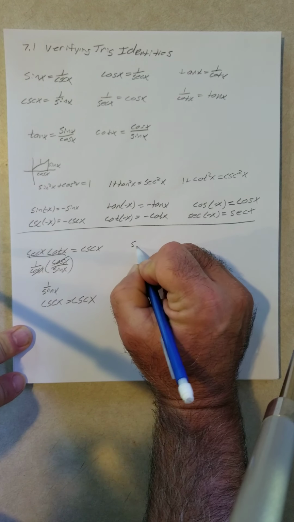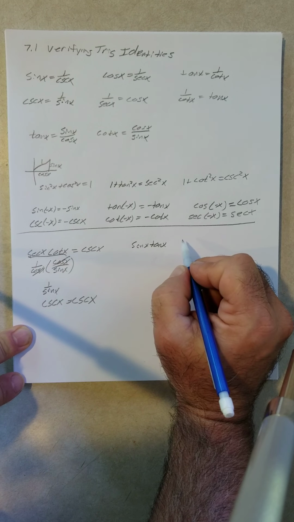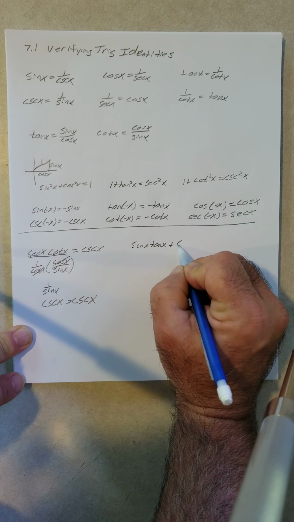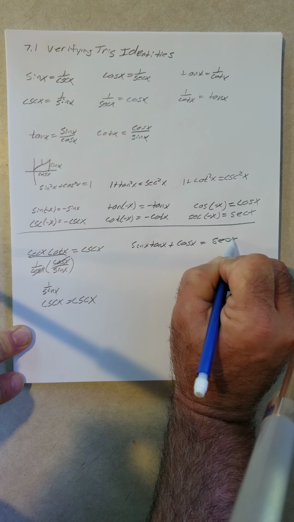Let's try another one. Sine of x times the tangent of x plus the cosine of x equals the secant of x.